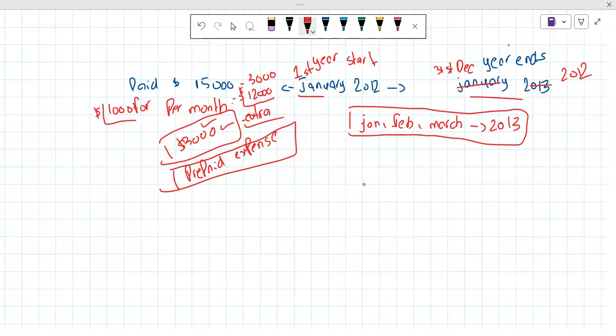So what will we do with this $3,000 basically? This $3,000 is our current asset, because we can claim on it. We can claim on it because we didn't use it up to 2012. We will use it in 2013 for January, February, March. So this is our current asset, because we can use it, and we have this amount with the marketing agency.